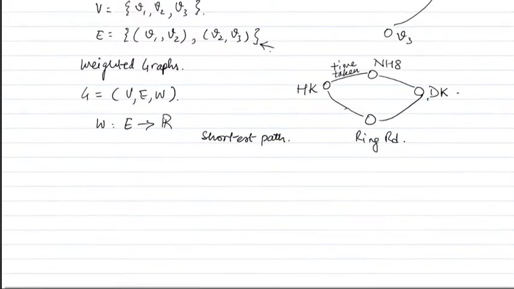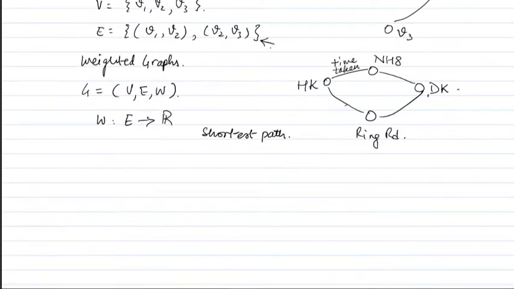Coming back to this edge set, there are again two types of graphs. There are directed graphs and there are undirected graphs.